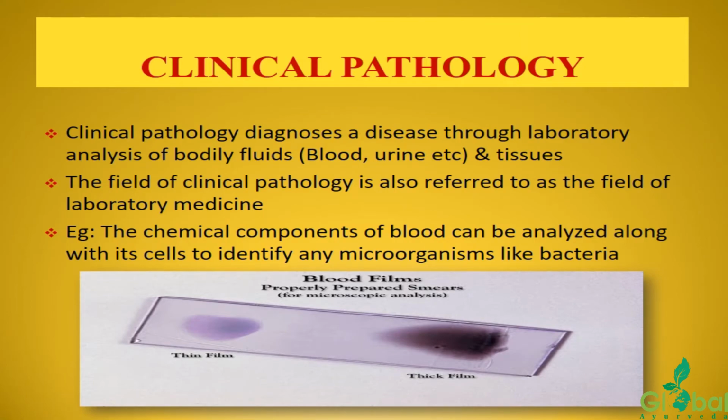Clinical pathology, the other subclassification after anatomical pathology. Clinical pathology diagnoses a disease through laboratory analysis of bodily fluids. Here we mainly analyze body fluids. That's another diagnosis procedure. Blood and urine, like hematology and urology, everything comes under clinical pathology, in order to diagnose a disease through laboratory investigations. Other than blood and urine, CSF and synovial fluid analysis are also carried out under clinical pathology. The field of clinical pathology is also referred to as the field of laboratory medicine.